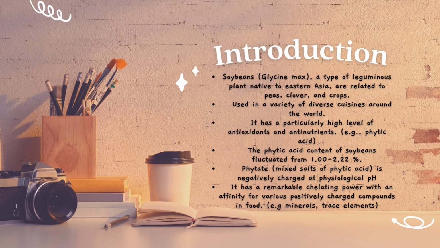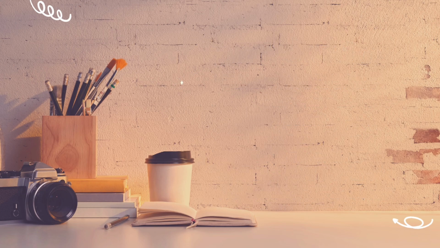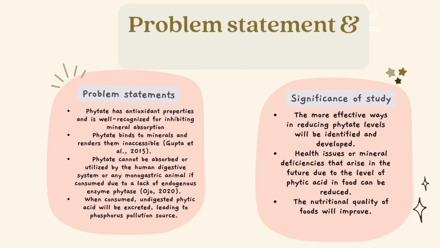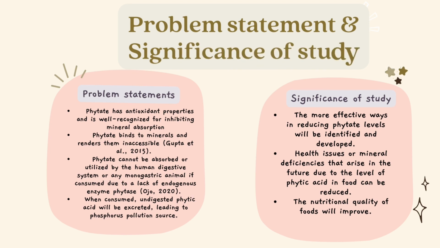In soybeans, this phytic acid fluctuates from 1 to 2.22%, and as it is negatively charged at physiological pH, it has an extraordinary chelating power with an affinity for various positively charged compounds in food such as minerals and trace elements. The problem statement in this study is that as phytic acid has an extraordinary chelating power for various positively charged compounds in food, it is well known for inhibiting mineral absorption. It binds to minerals and renders them inaccessible.